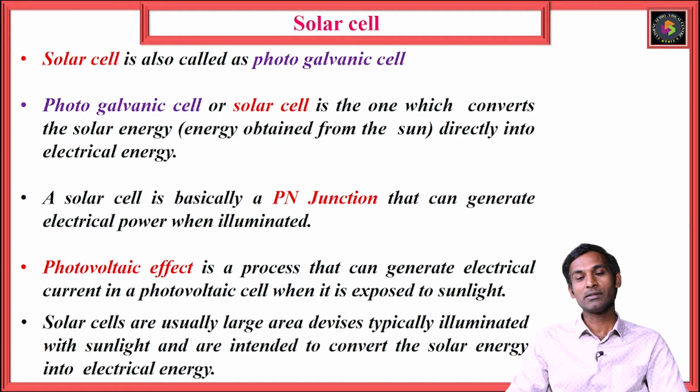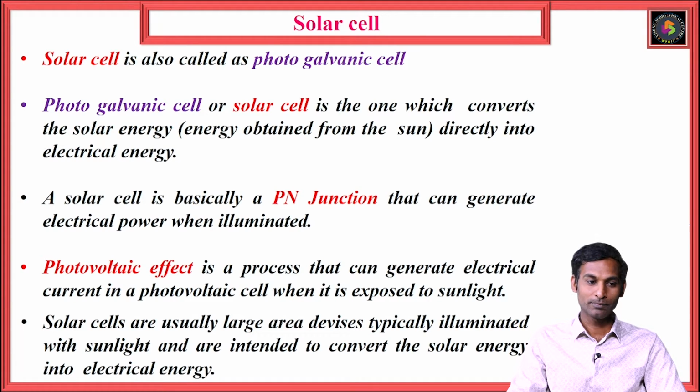Here the main difference between the LED and solar cell is that LED emits light in the form of pulses, whereas the solar cell absorbs light radiation from the P to N side. That's why the solar cell is said to be a photogalvanic cell. A cell means a device that converts one form of energy to another form. For example, LED has one input and one output: the input is electrical energy, the output is optical energy.